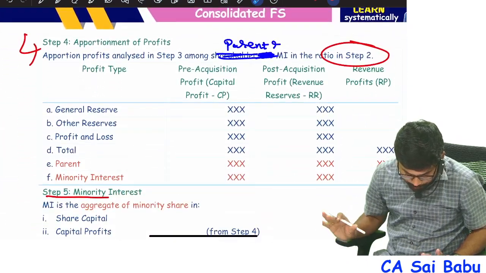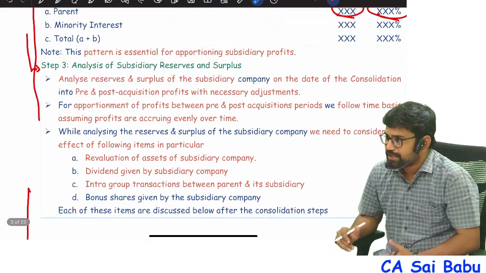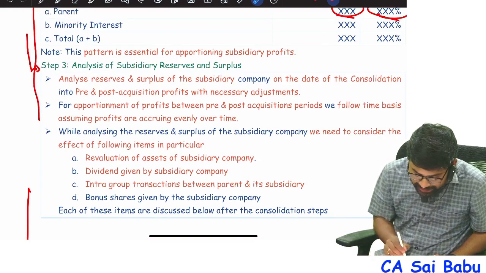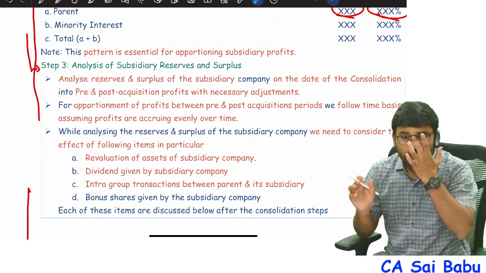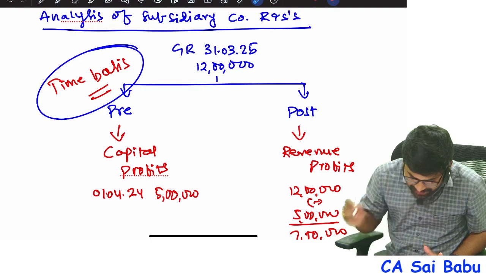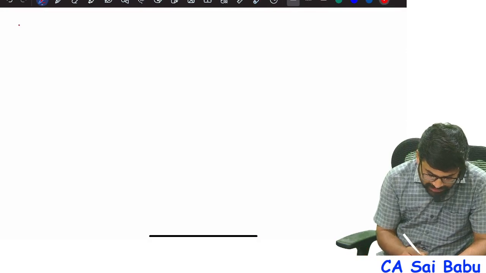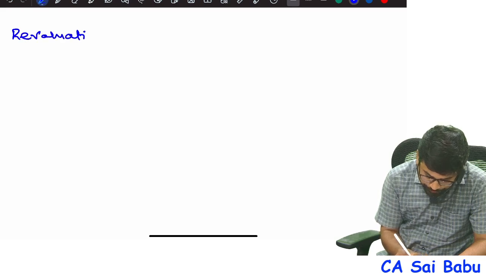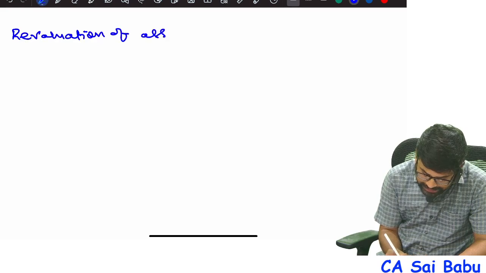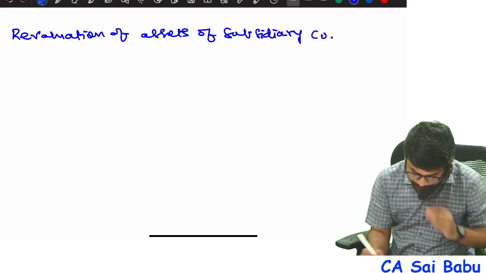Okay. Now, sir, I told you, when you are analyzing the subsidiary company reserves and surplus, how many important adjustments are there? 3. Now I am going to talk about all these 3 important adjustments. Kindly concentrate. This is very, very important. So can you tell me what is the first adjustment? Revaluation of assets of subsidiary company.